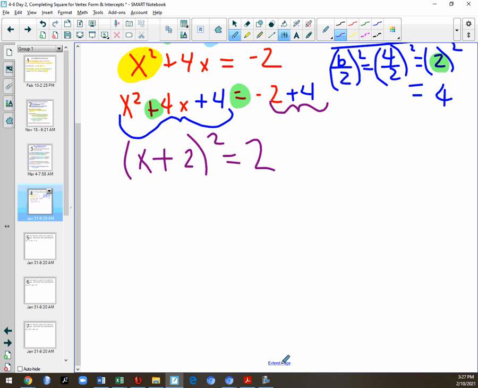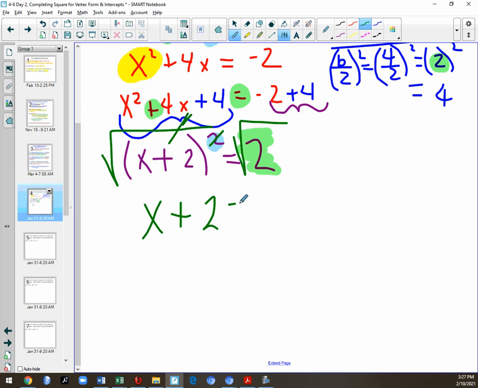Now we're going to solve this. If I wanted to put this in vertex form, I would simply bring this minus 2 over to the other side. But I don't want to put it in vertex form. I want to solve this. So how do I get rid of the power of 2? The way I get rid of the power of 2 is by simply taking the square root of both sides. Power and root cancel out.